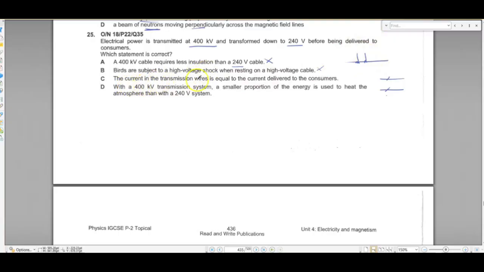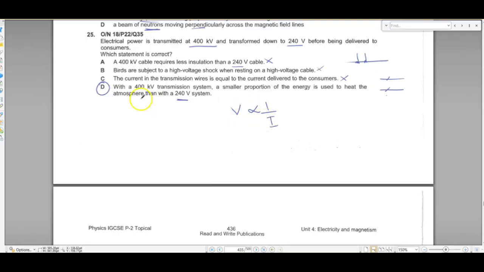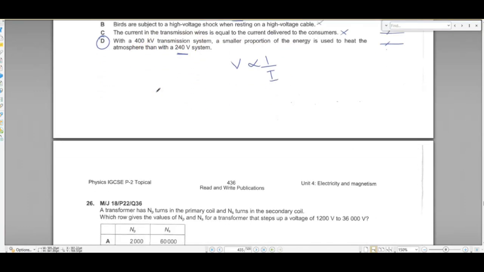The current in the transmission wires is equal to the current delivered to the consumer. No, the current in the transmission wires is way less than that which is delivered to the consumer. With a 400 kV transmission system, a smaller proportion of the energy is used to heat the atmosphere than a 240 volt system. Yes, this is correct. I just told you that voltage is inversely proportional to current in the case of a transformer, and because the voltage is higher, the current is low, and the heating of the wire is lesser as well. Okay, so D is the correct option.